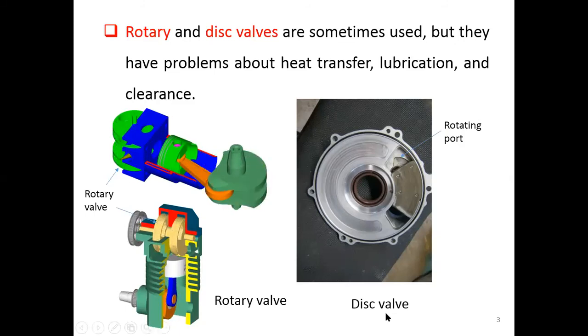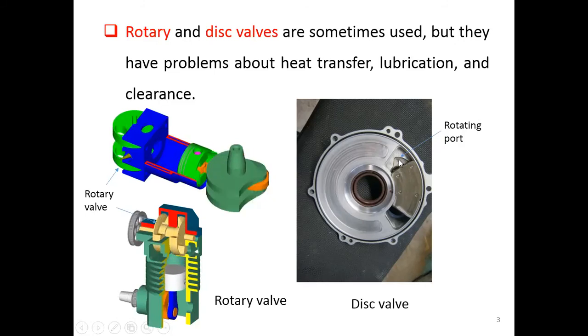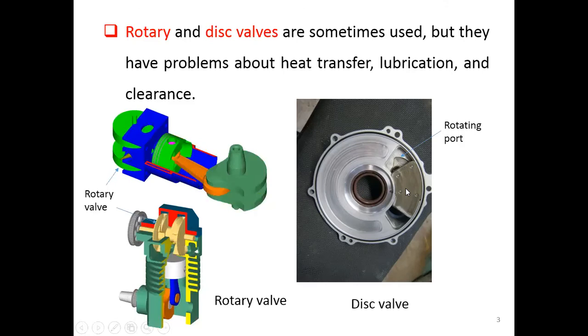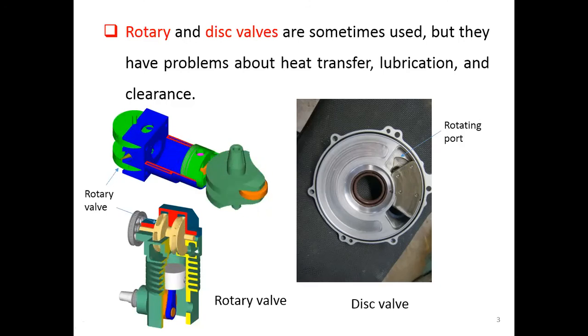The same as the disc valve shown here. They have a rotating port here. This one will rotate here. Every time it rotates to match with the opening here, the valve opens. But every time it rotates to the closed portion on the top part, the valve is closed. It has the same problems: heat transfer, lubrication, and clearance.